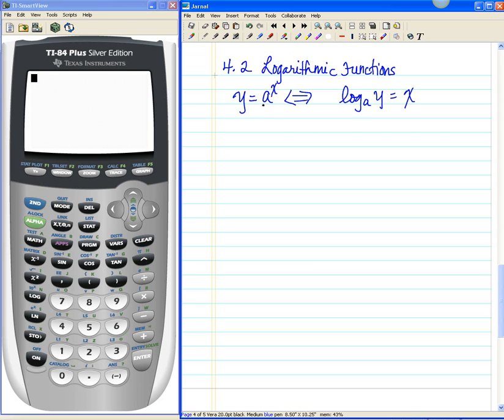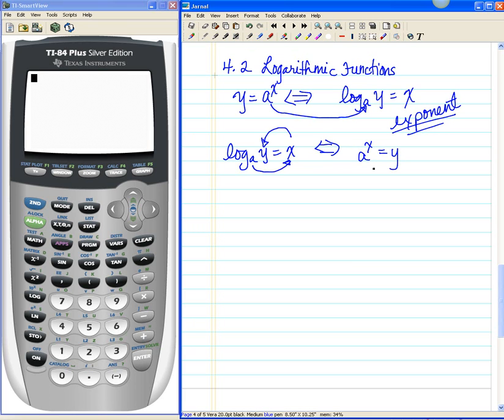Okay, so the base of the exponential function is the base of the logarithmic function, and a logarithm is nothing more than an exponent. So you really need to know this connection. I'll state it again. Log base a of y is equal to x is equivalent to y is equal to a to the x. In fact, I do it more like the book. If I start with the log function, then the way I convert it to the exponential is a to the x is equal to y.